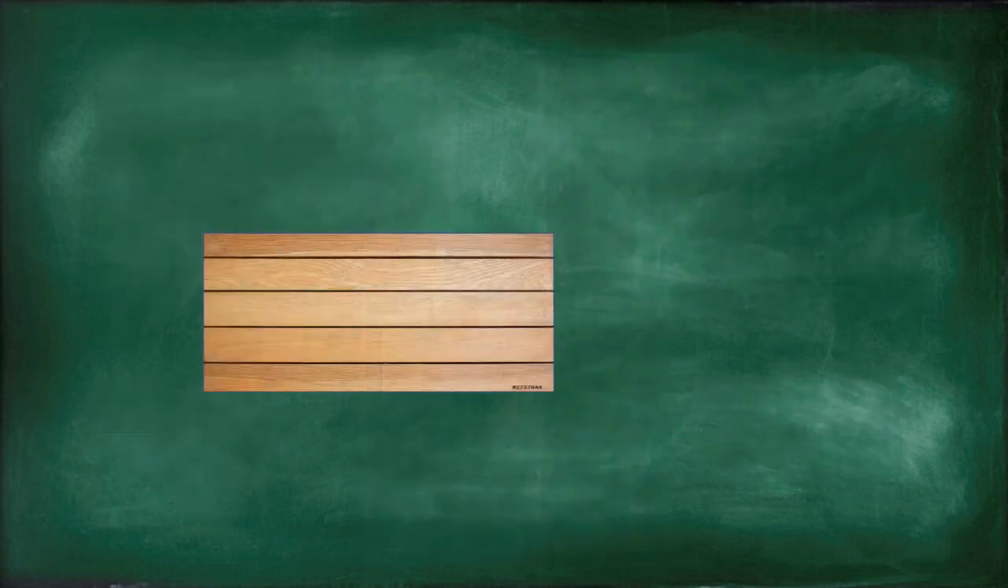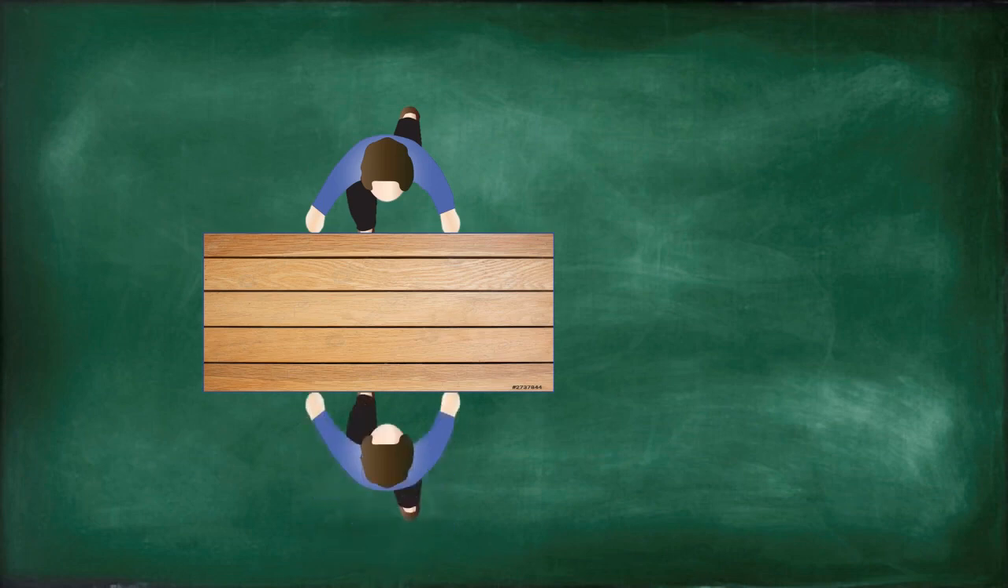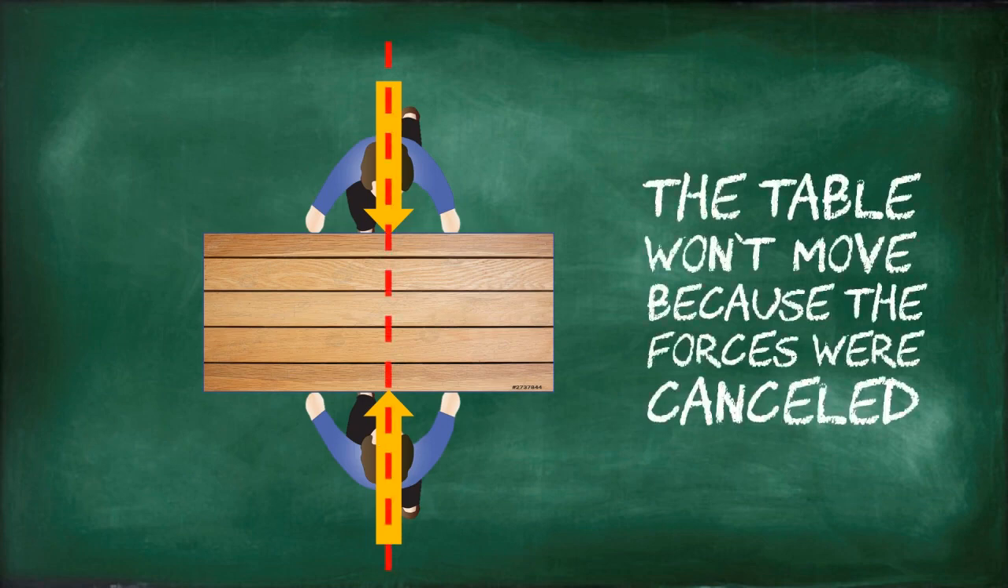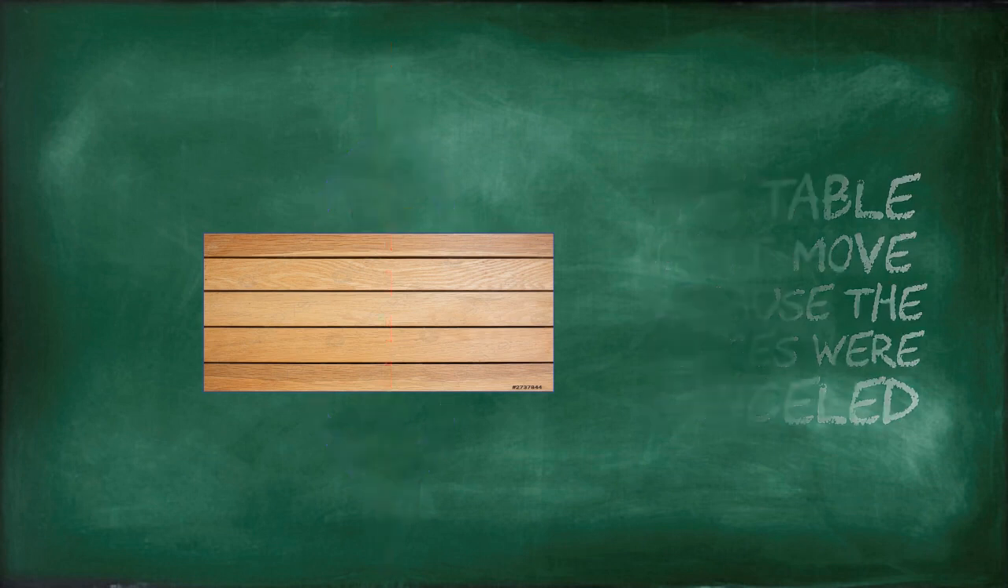Let's say there are two boys pushing a table with the same magnitude of force in opposite directions. The both of them are acting on the same line. So what happens is the table won't move because the forces were cancelled.